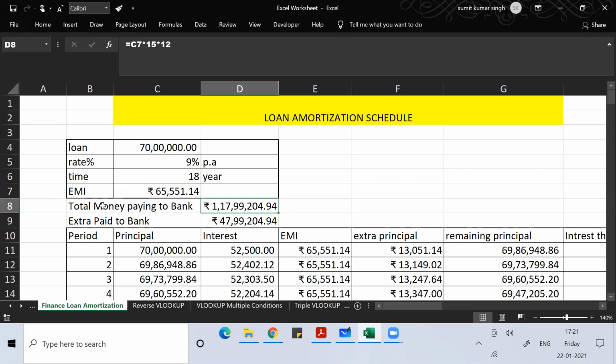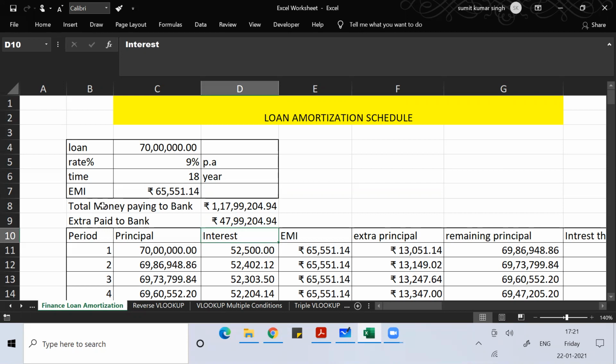So you are going to pay this much money, 1 crore 17 lakh 99,204 rupees. The extra you paid is that you had taken a loan of 70 lakh, but you paid this much money to the bank. That is the extra you are paying to the bank. So I hope you understood this logic.